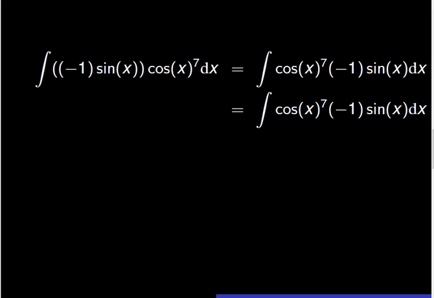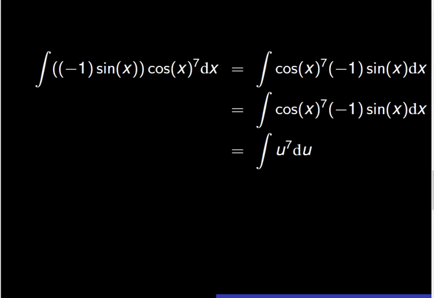The integral of minus 1 times sine of x times cosine of x to the power 7 can be expressed as the integral of cosine of x to the power 7 times minus 1 times sine of x dx. We just have reordered the terms so as to easily identify u and du. Consequently, using the fact that u is cosine of x and du is minus 1 times sine of x dx, we can express this integral as the integral of u to the power 7 du.